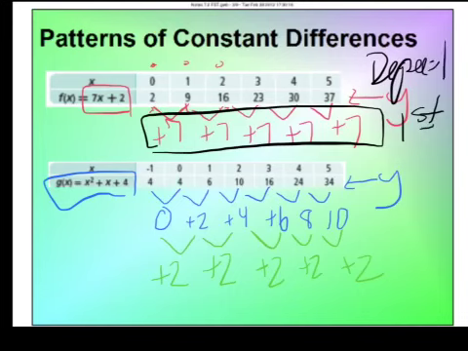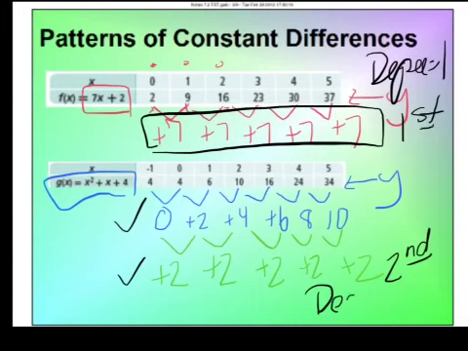Okay. Here, the first level did not work. We had to go to level 2, which means the second set of differences worked. Therefore, it is degree 2. And a degree 2 means it's a quadratic function. And that's how this theorem works.